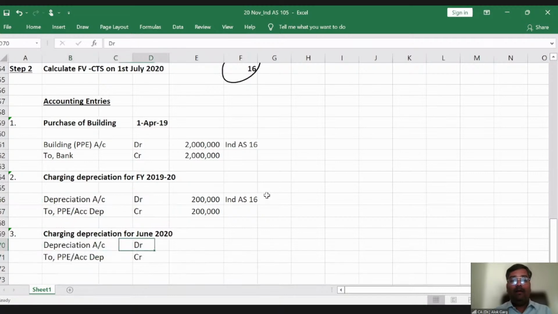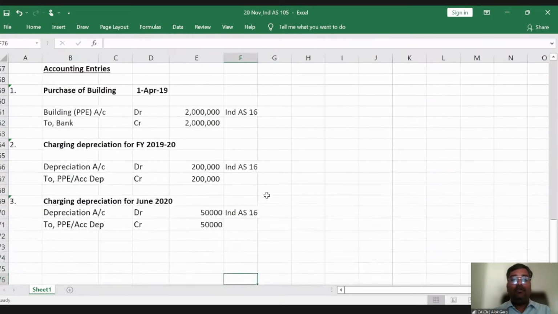But now the amount is 50,000. That is for 3 months. So this is Ind AS 16. Now your carrying value becomes 17,50,000. So this is the first set of entries. Now, next entry, fourth entry: classification to HFS on 1st July 2020.